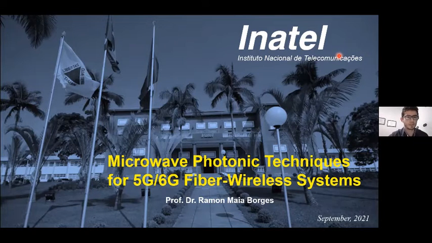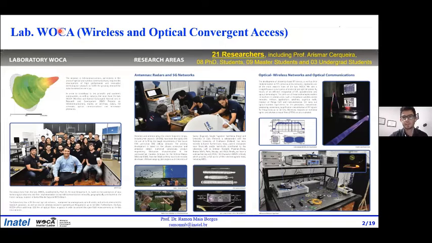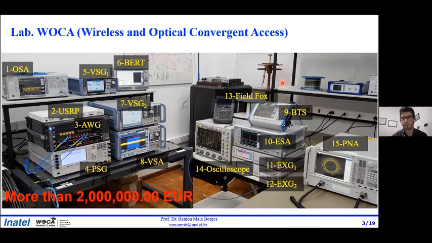Talking about the environment in which the research has been realized. It has been realized in the lab WACA, which means Wireless and Optical Convergent Access. This lab is coordinated by Professor Arismar and has two main research areas: antennas for radars and 5G networks, and optical wireless networks. Here is part of the infrastructure of this lab in terms of equipment. Now we have more than 2 million euros of equipment and devices in this environment.